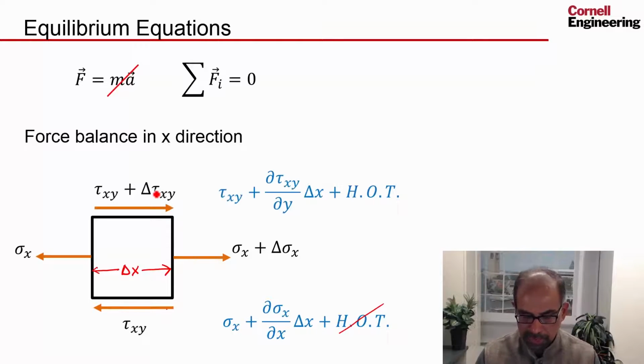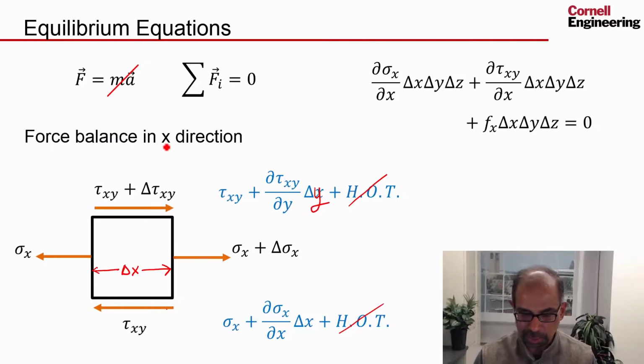Similarly, delta tau xy, I can write in terms of a Taylor series expansion. Now I need the rate of change in the y direction. So I get the rate of change in the y direction, and there's a mistake here. This should be delta y plus higher order terms. And so now I can write my force balance in the x direction, and this is what I'll get.